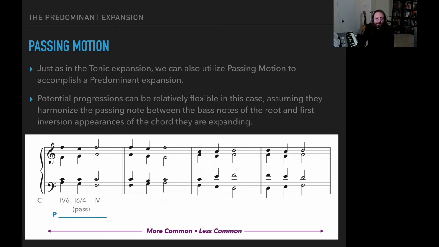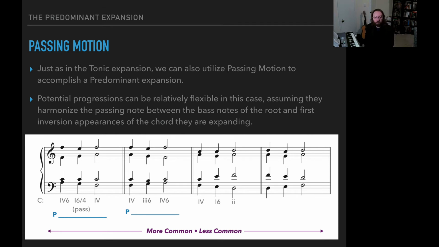Less common would be to see 3-6, but it is possible. A little bit less common there. But it is technically possible to have that 3 chord, being less common in general. But that would still be a prolongation of the predominant area.